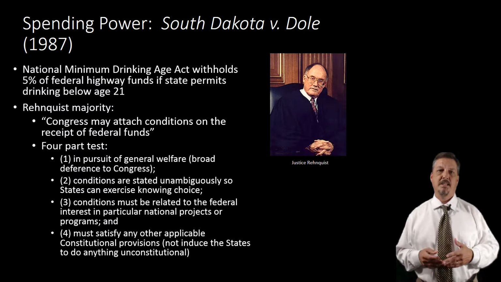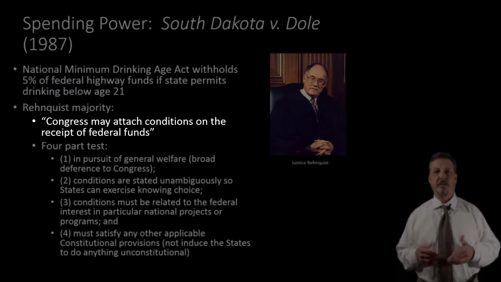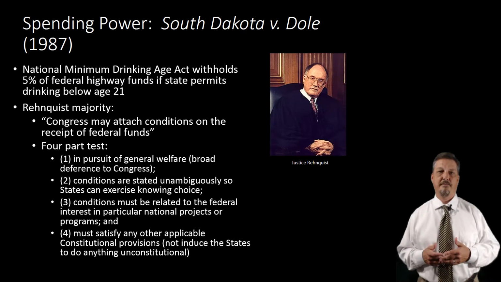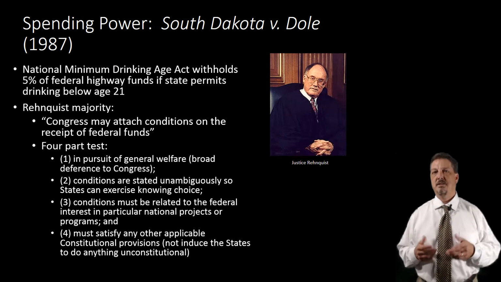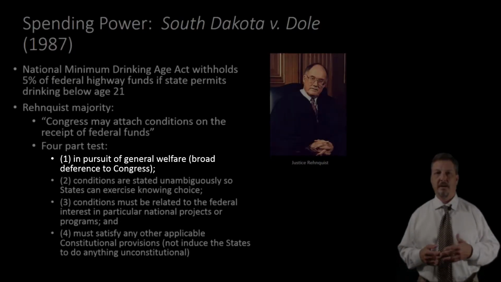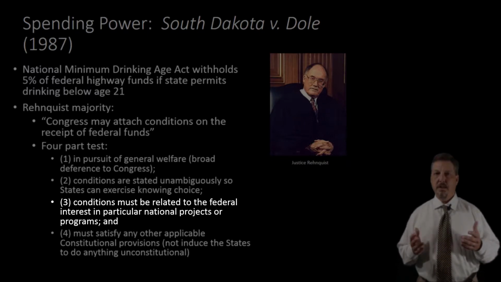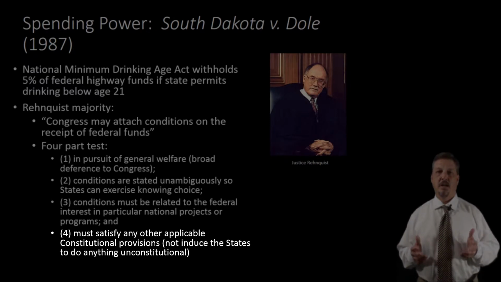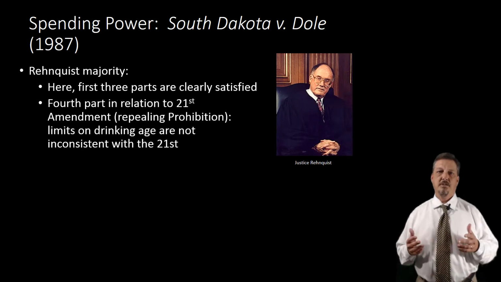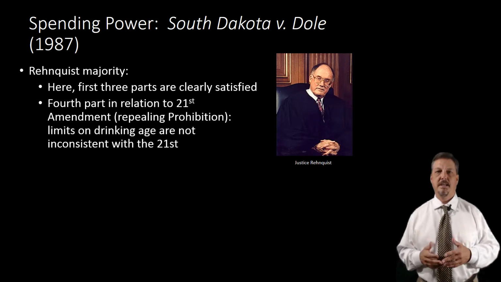Justice Rehnquist stated that Congress may attach conditions on the receipt of federal funds and announced a 4-part test for assessing the constitutionality of federal spending decisions. Under that test, 1, the spending must be in pursuit of general welfare, suggesting broad deference to Congress. 2, the spending conditions must be stated unambiguously so states can exercise knowing choice. 3, the spending conditions must be related to the federal interests in particular national projects or programs. And 4, the spending conditions must satisfy any other applicable constitutional provisions, meaning the conditions must not induce the states to do anything unconstitutional. In relation to the Drinking Age Act, Justice Rehnquist held that the first 3 parts of this test were clearly satisfied.